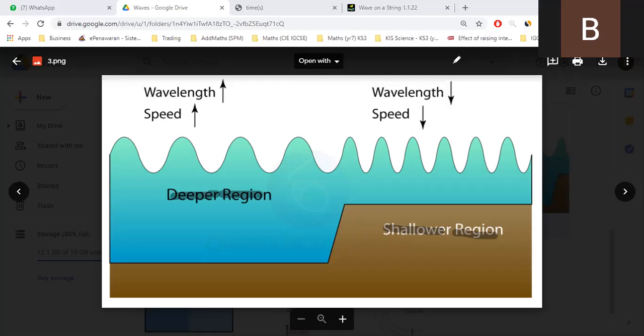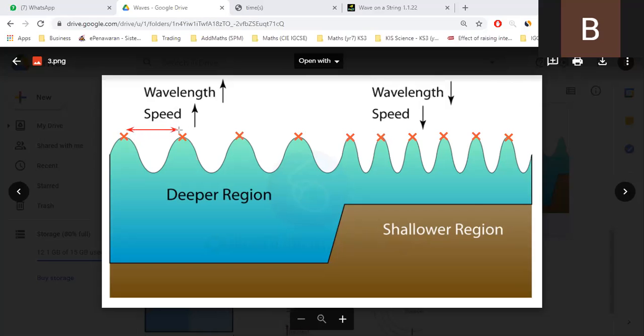So look at this diagram here. When water waves travel from the deeper region to a shallower region, what happens? First, let's look at the wavelength. Again, what is the wavelength? It's the distance between a crest and the next crest, right? So this is the crest, this is the crest. Let me mark all the crests. Here, here, here, here. So the distance between the crest and the next crest is the wavelength.